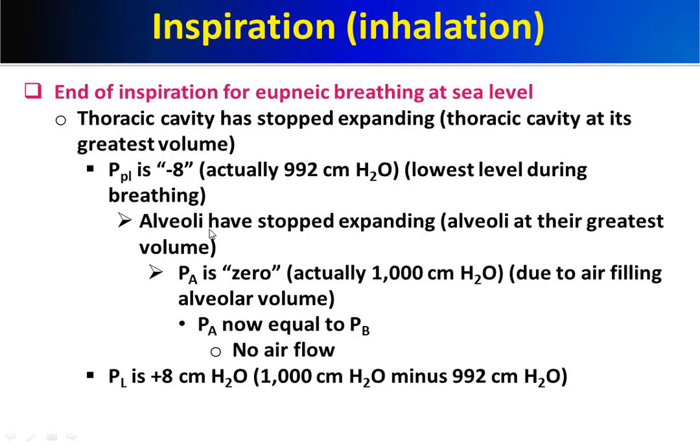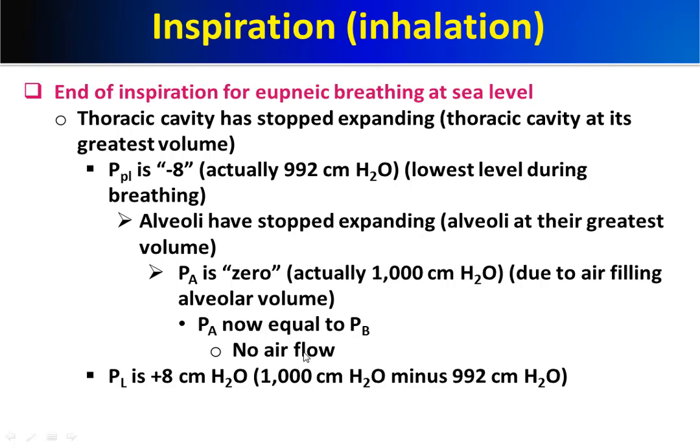And the alveoli have stopped expanding. Why? Because the alveoli are at their greatest volume, and the pressure inside the alveoli is 0, which is 1000 centimeter of water or 760 millimeter of mercury, due to air filling into the alveoli. So now the alveolar pressure is equal to the barometric pressure, and the pressure gradient no longer exists between the atmosphere and the alveoli, and there is no air flow.